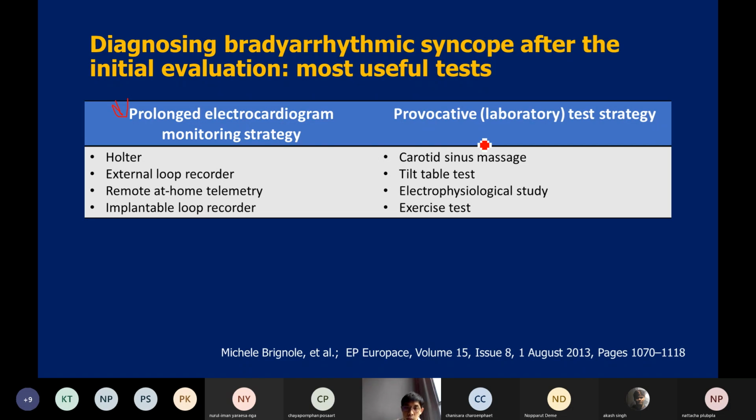And the most invasive, most reliable and effective way to investigate bradyarrhythmia is the electrophysiology study, which is an invasive test where you put a catheter into the patient's heart.